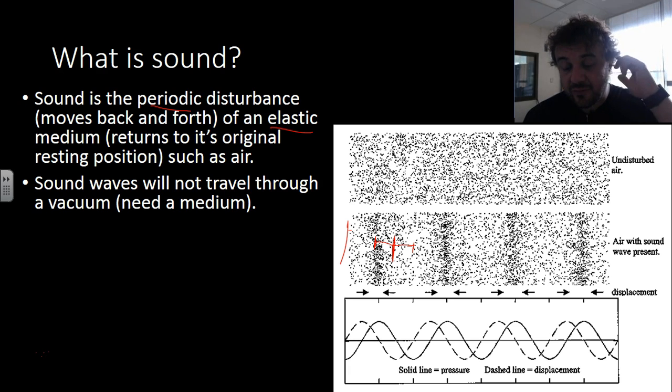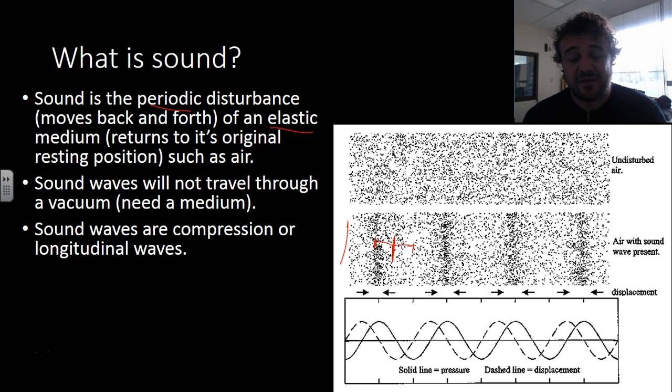Sound waves won't travel through a vacuum. They need a medium, because they travel via oscillating particles. Some energy can travel without a medium, like light, but sound is not one of those. It needs a medium, so it won't travel through a vacuum. They're compression or longitudinal waves. They're not transverse waves. We can draw them as though they're transverse waves here to compare it.